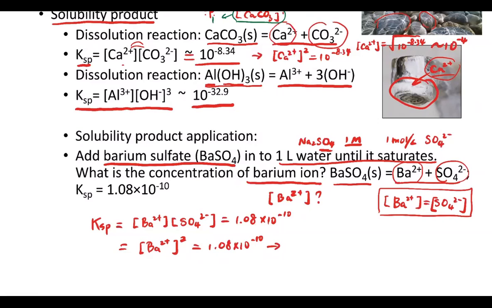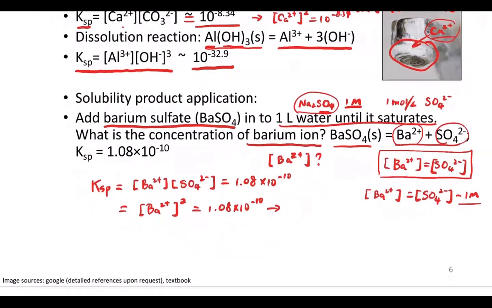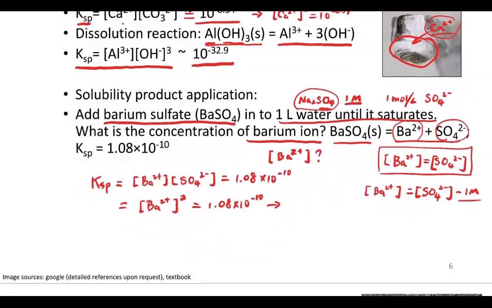We know that the barium ion concentration should be equal to the sulfate ion concentration minus 1 M, right? So this 1 M is coming from the sodium sulfate that's in the solution. So under this situation, if it's not pure water, if it's 1 M of the sodium sulfate, then this should become the barium ion concentration multiplied by the barium ion concentration plus 1, equal to 1.08 multiplied by 10 to the negative 10.